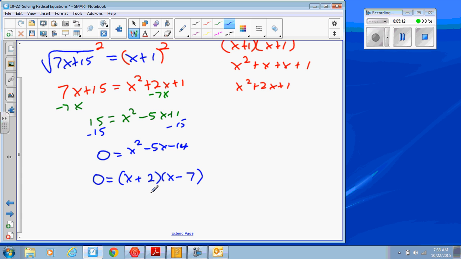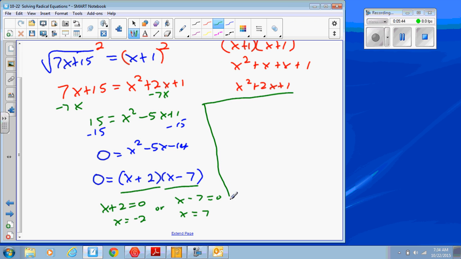And now, since I have two things multiplied together to equal 0, one of them equals 0, and it doesn't matter which one. So either x plus 2 equals 0, in which case x equals negative 2, or x minus 7 equals 0, in which case x equals positive 7. So I have two possibilities, but before I just say there's my answer, I want to plug them back into the equation. I'm going to first plug in negative 2.